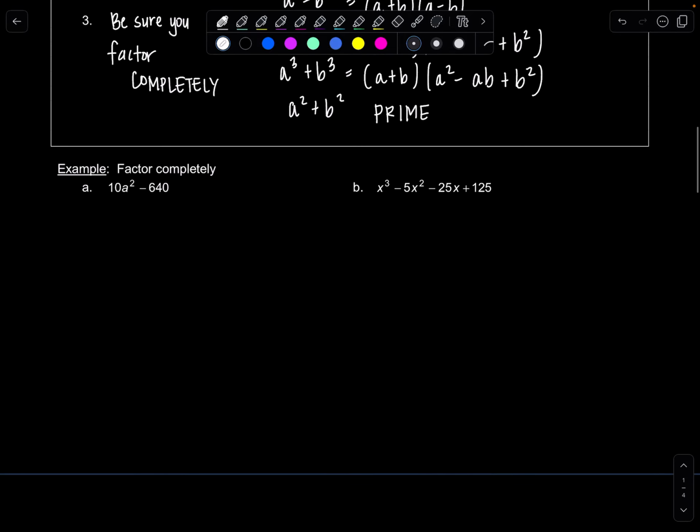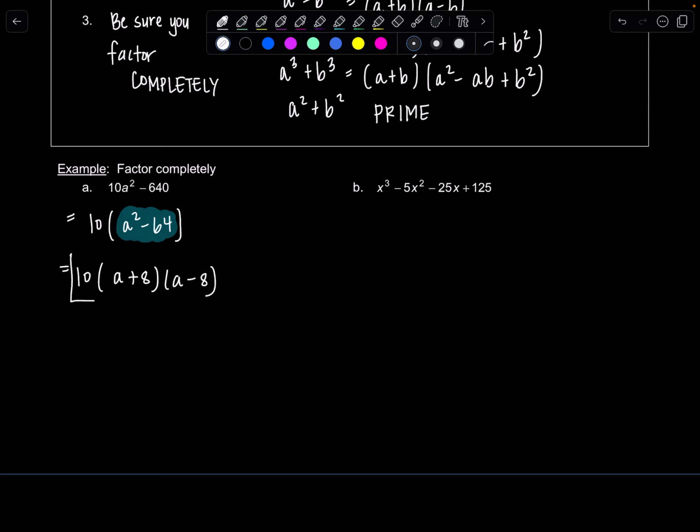Example A, factor completely. We have 10a squared minus 640. Well, first things first, we're taking out that GCF. What is it? It's a 10. Very good. So I'm taking out a 10, and then you have a squared minus 64 left. Are we done? Oh no, we're certainly not done. This is a difference of squares, 2 terms, difference of squares. So it's going to factor into conjugate pairs, a plus 8 times a minus 8. And then we're done. Now it's completely factored, so we'll box that answer.